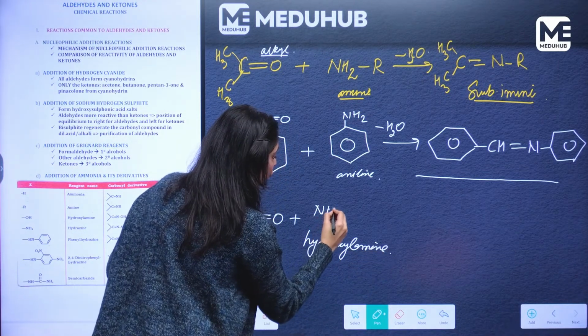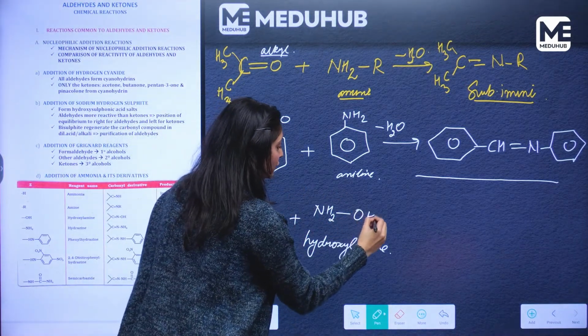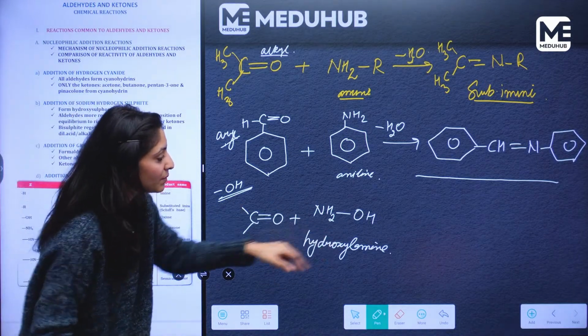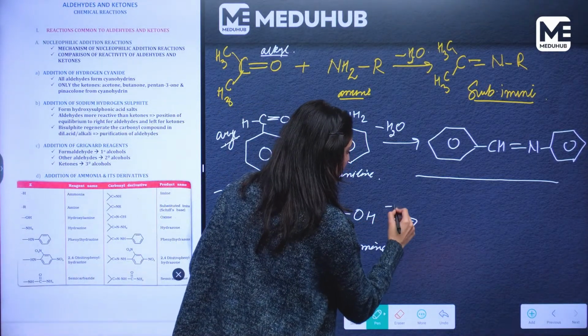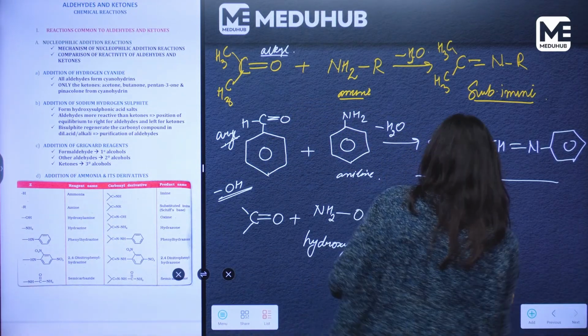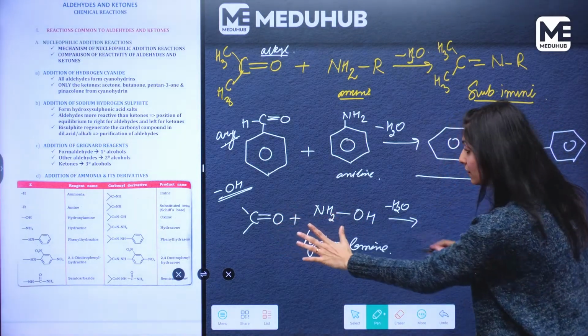That would be NH2 and to it Z is OH, NH2OH, that is hydroxylamine. A reaction of a carbonyl compound with hydroxylamine would give us an oxime. So what will happen again? These two hydrogens and this oxygen will leave as water.